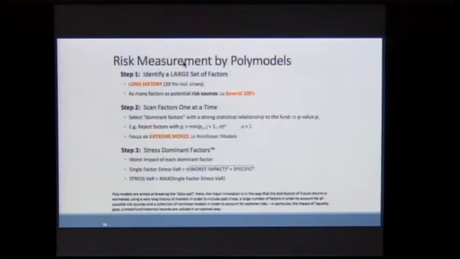Okay, so let's go fast. I'm showing you how you measure risk with polymodels. Basically, the most important thing is you select factors. You select what I call the dominant factors, that is, the factors that have a given p-value. So you have to put a test. I put a test, which is some power less than 1 of the best explanation.